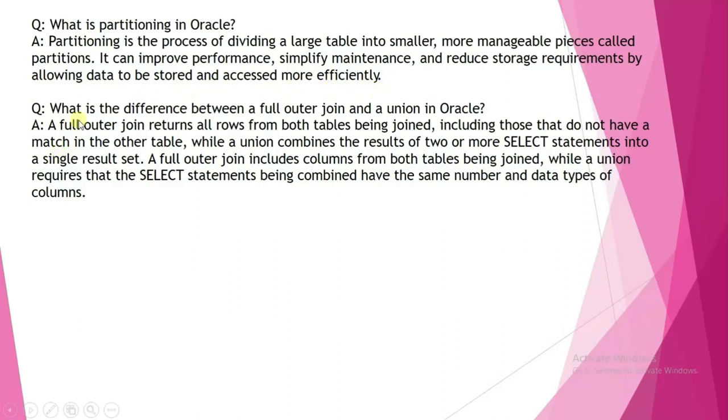So the next question is, what is the difference between a full outer join and union in Oracle? A full outer join returns all rows from both the tables being joined, including those that do not have a match in the other table, while union combines the result sets of two or more select statements into a single result set. A full outer join includes columns from both the tables being joined, while a union requires that the select statements being combined have the same number and data types of columns.